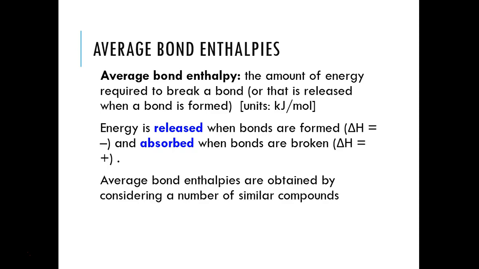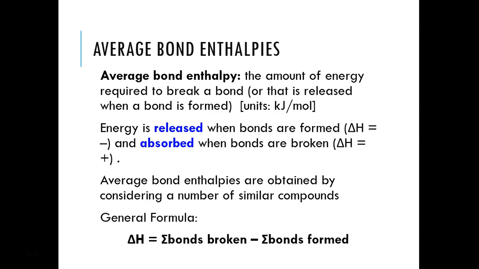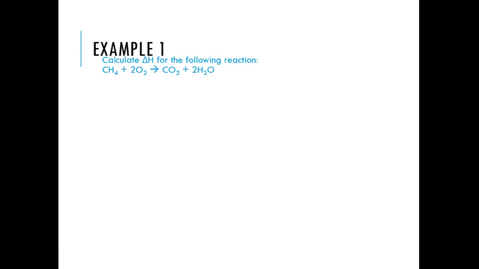Average bond enthalpies are obtained by considering a lot of similar compounds. So you know now, having studied organic chemistry, that carbon-hydrogen bonds are in a lot of different compounds. So what you're seeing here is an average, and we'll talk about the limitations of that in a little bit. So the general formula when you're calculating enthalpy using average bond enthalpies is that the enthalpy is the sum of the bonds broken minus the sum of the bonds formed.